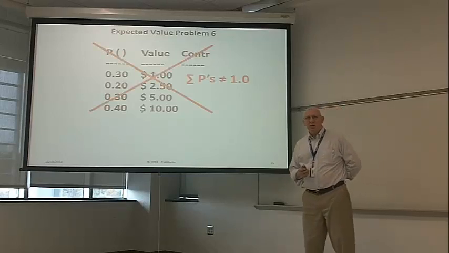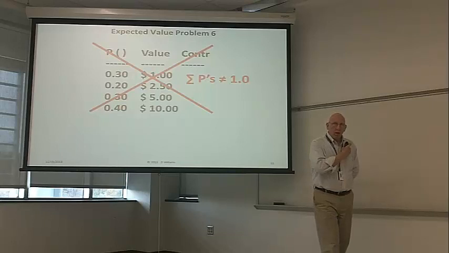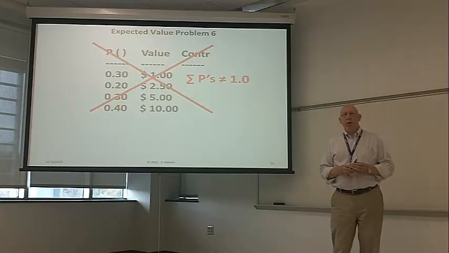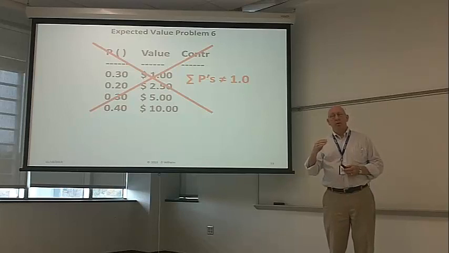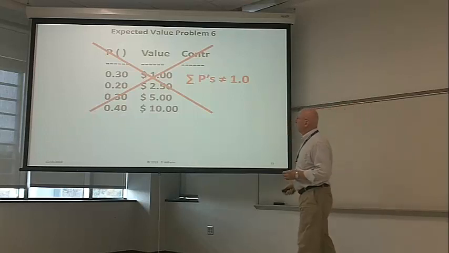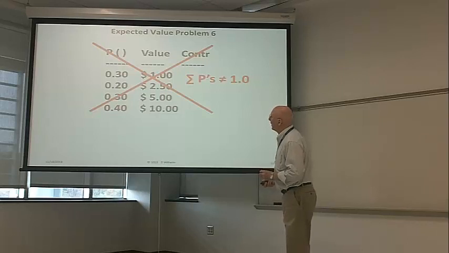Okay, did you catch that last one? That was a trick question, if you're wondering. The reason it was a trick question, remember a few slides ago we talked about probabilities. Some of the probabilities have to be 1 or 100%. In this case, the sum of the probabilities is 1.2 or 120%.